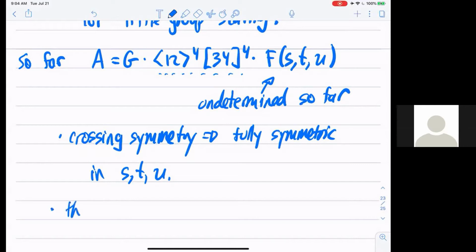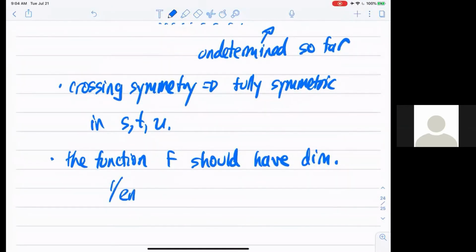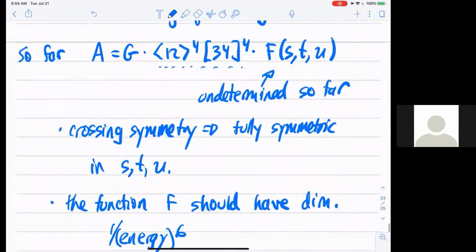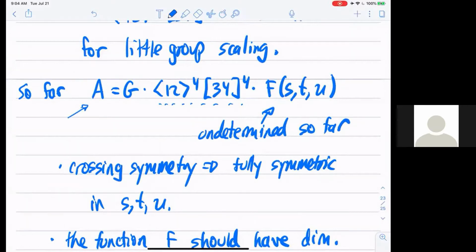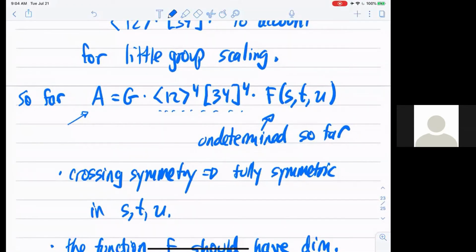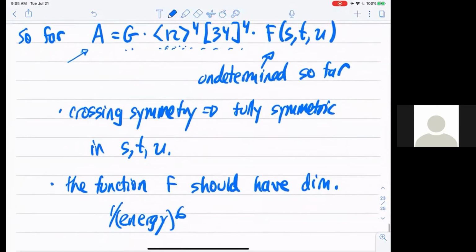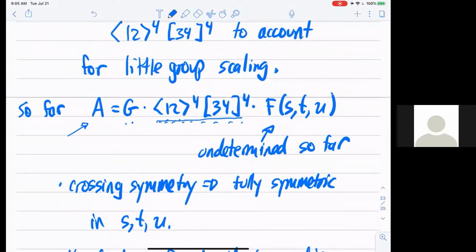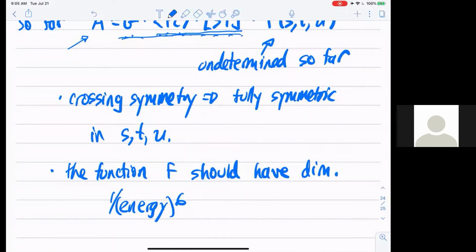The next is that the function F should have dimension of 1 over energy to the sixth. And we can see that by looking again at this formula. This is a four-particle amplitude. It should be dimensionless. We have Newton's constant, which in natural units has units of 1 over energy squared. So we have 8 powers of energy here, negative 2 powers of energy from G. So overall, this is 6 powers of energy. So the function F should have dimensions of 1 over energy to the sixth.